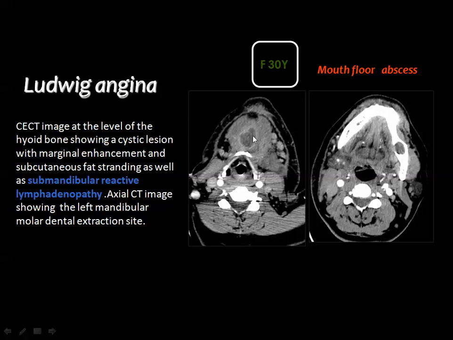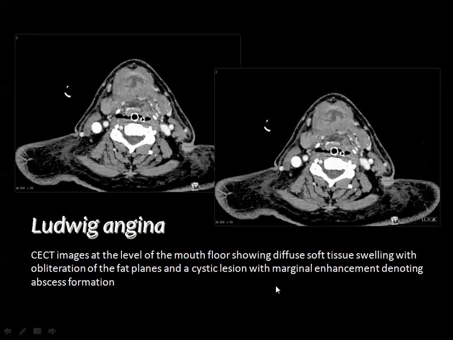And this is a case of Ludwig angina. You see an abscess in the soft tissues below the mouth floor, and the abscess is marginally enhanced. You see the infection of the root of the tooth, or rarefaction of the inner cortex of the mandible, and you can easily appreciate the reactive lymphadenopathy of both sides.